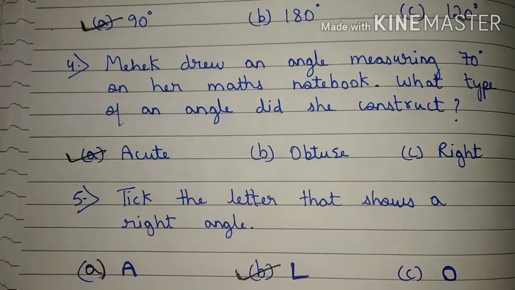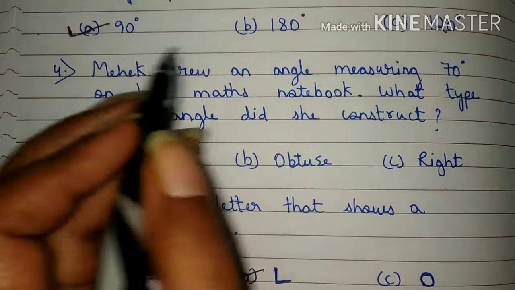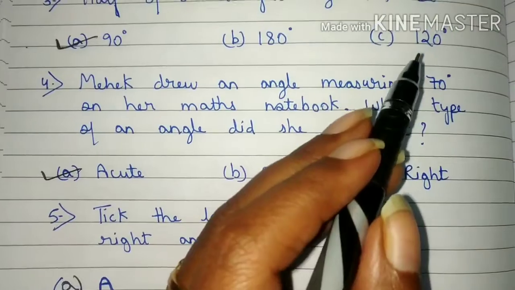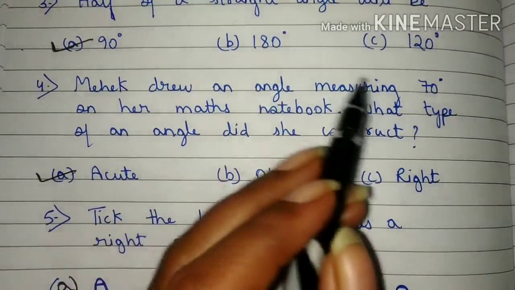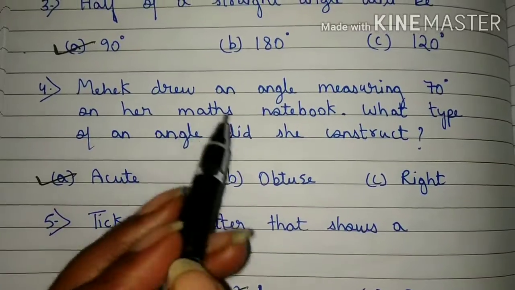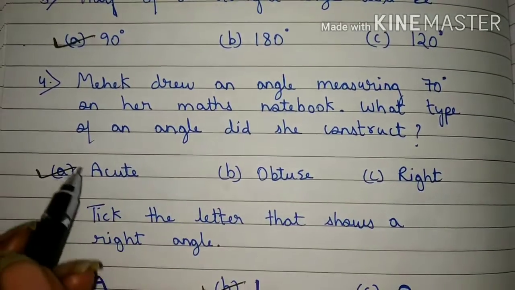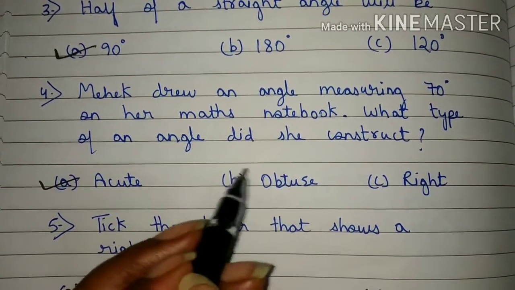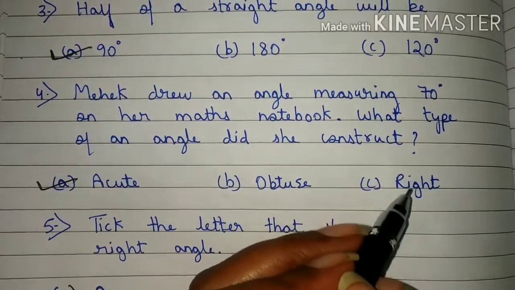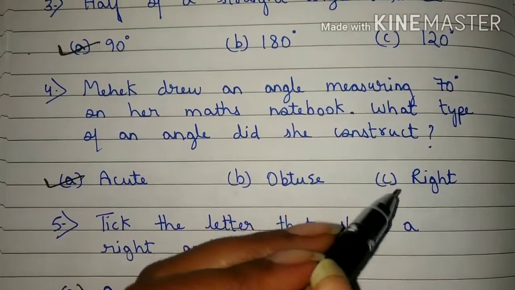Students, now come to the fourth. Mehak drew an angle measuring 70 degree in her maths notebook. What type of angle did she construct? Here three options are given to you. Option A, acute. Option B, obtuse. Option C, right. Now you have to tick the correct answer.